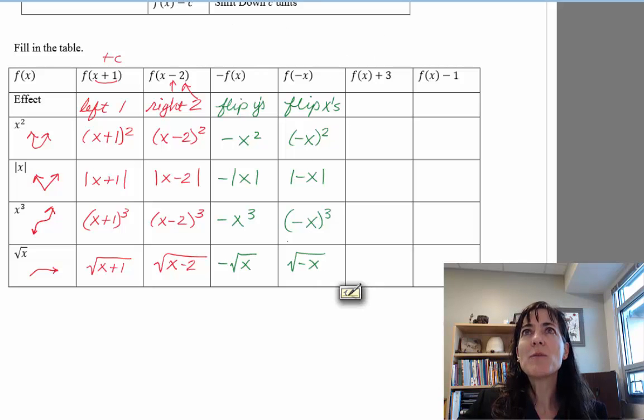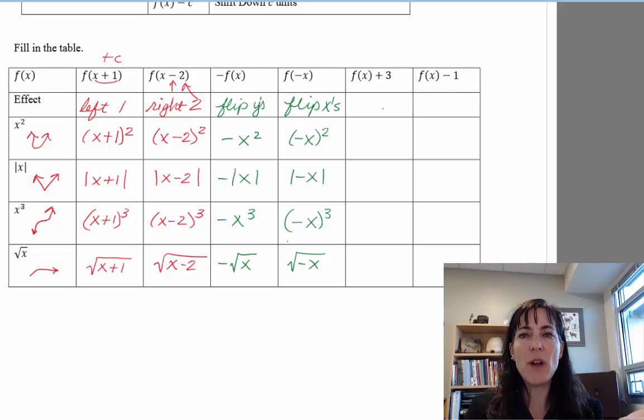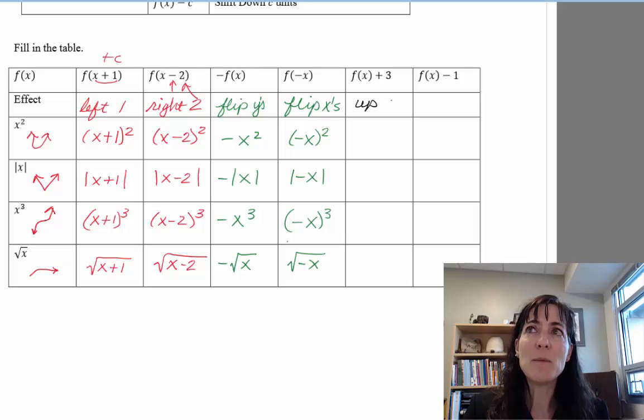All right, shifting colors one more time. When I look at these last two, they are of a category. I have f of x, and then I'm either adding or subtracting a number to that entire function. It's outside the function, so I know it's happening to the y's, not to the x's. And so on this one, it goes in the same direction for the y's as it seems. So plus 3 means up 3, and in this case a minus 1 means down 1.